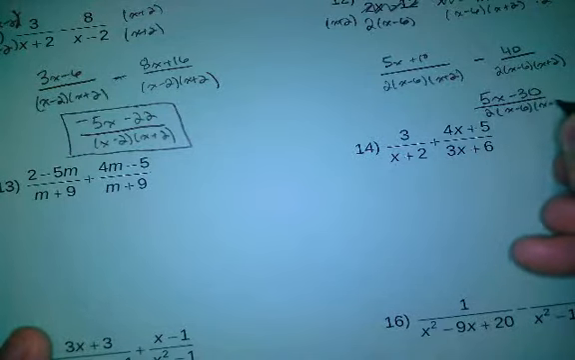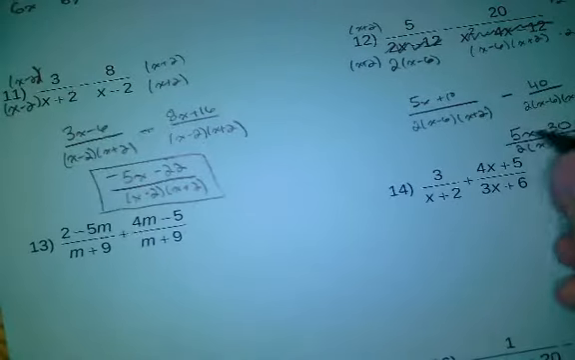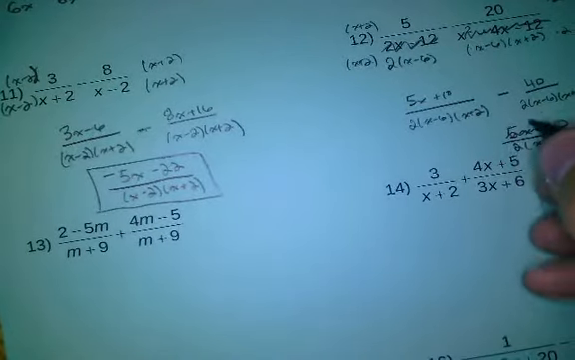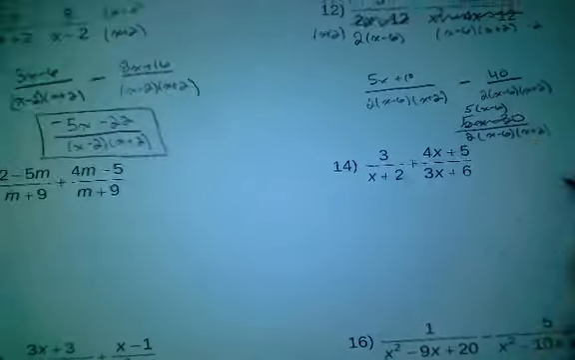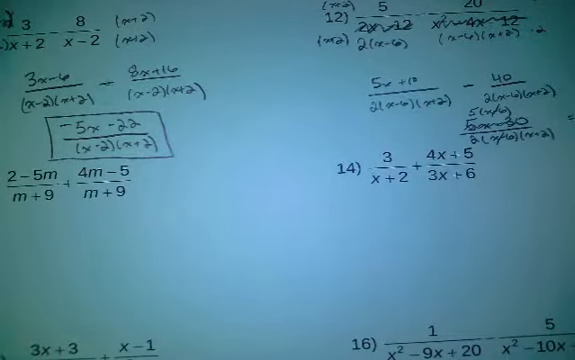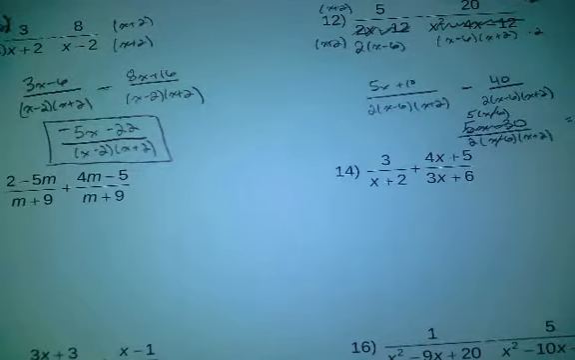Does anything factor and cancel? What factors and cancels? So I can take a 5 out of here. X minus 6. So x minus 6 cancel out. That's so nice. And then we're left with 5 over 2x plus 2. Fine.